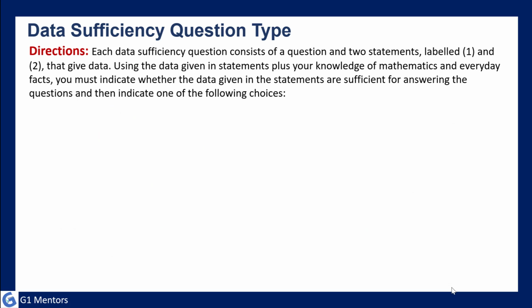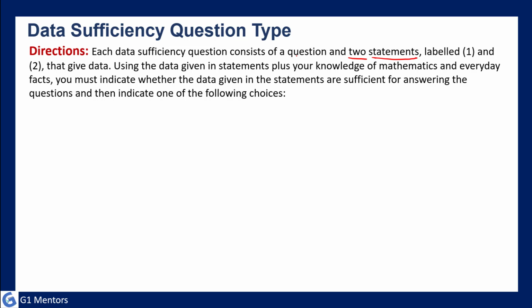For the data sufficiency question type, the directions are the same for all the questions. So you need not read the directions every time you are reading a question. And in data sufficiency, the answer choices are also the same for every question. Each data sufficiency question consists of a question and two statements labeled 1 and 2.